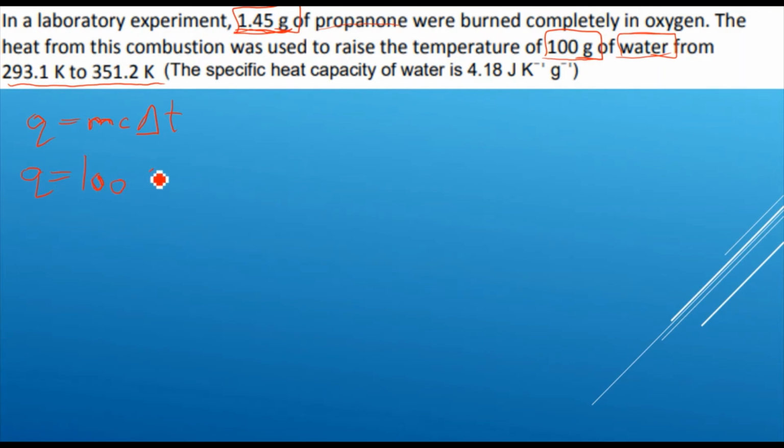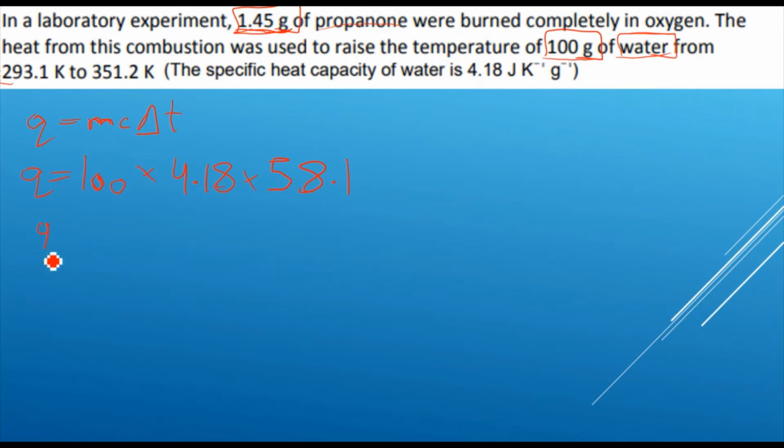So the 100 grams times the specific heat capacity, which is just 4.18, and the temperature change. I've been given two values, so the temperature rose from 293.1 to 351.2. So I would simply do 351.2 minus 293.1, and I get 58.1.